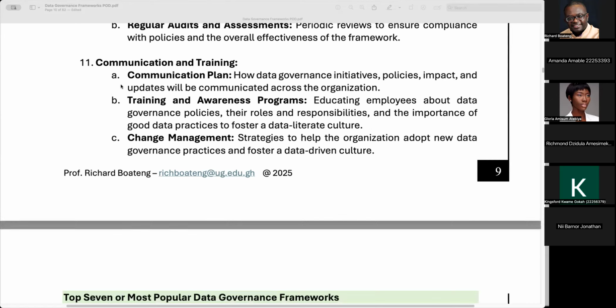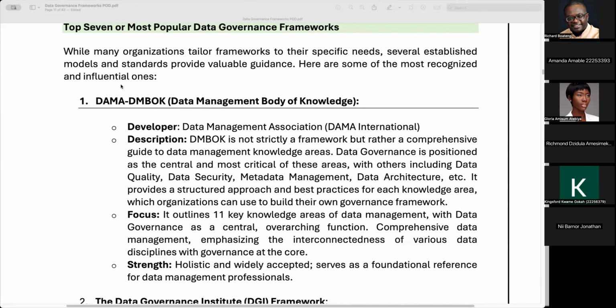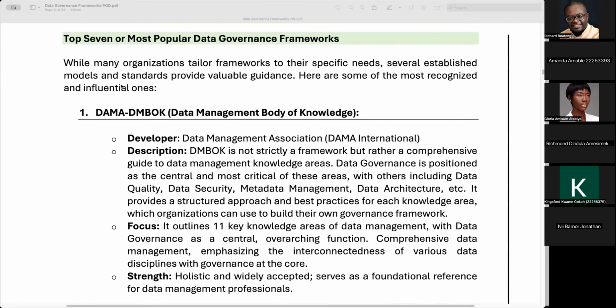Wow, okay. That's a really comprehensive set of components. It's clear a lot goes into actually building one of these frameworks. Now, the source points out that while organizations usually tailor their approach, several influential models exist that provide a strong foundation or specific kinds of guidance. Let's briefly look at the top 7 leading frameworks it highlights.